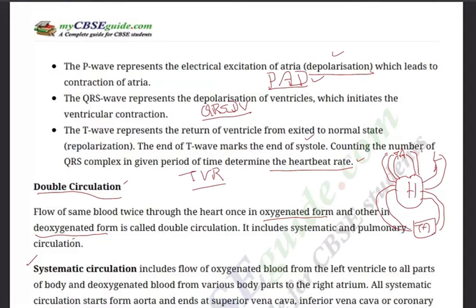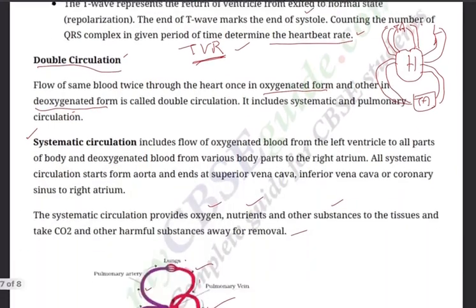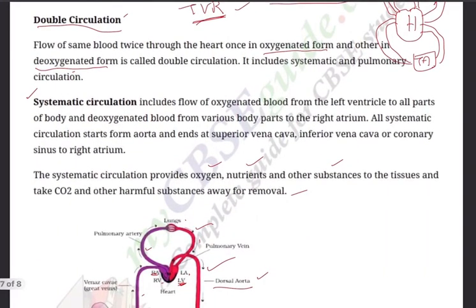It represents ventricular contraction. Then the T wave is dome shaped, that indicates ventricular relaxation. That's why I said T indicates ventricular relaxation, TVR I said. Okay. And what are the various disorders?